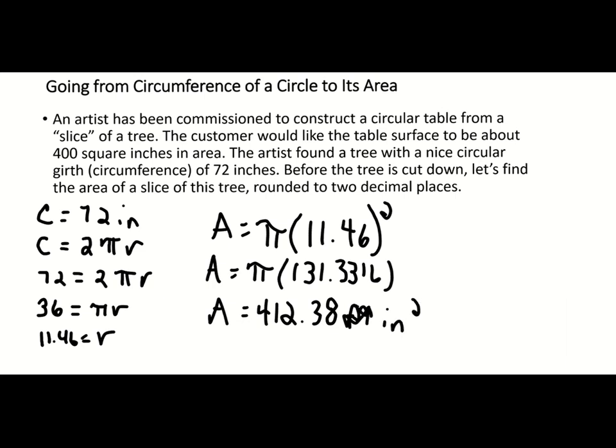So the customer would like a table that's 400 square inches. Our table is about 412, so our tree is big enough, so it would work for the table.